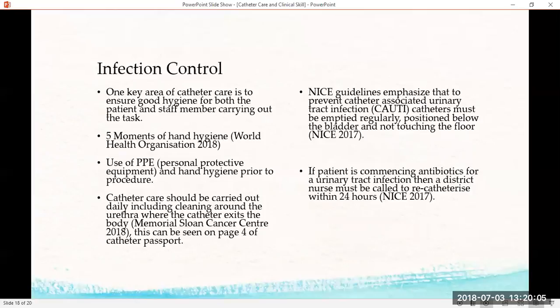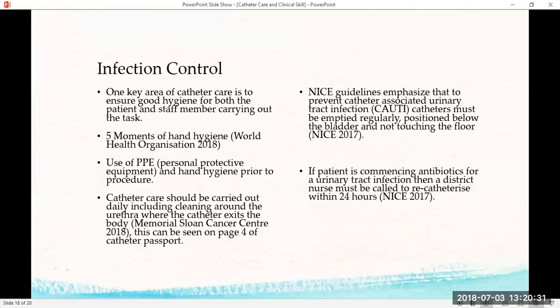So just alluding to the NICE guidelines, the National Institute for Clinical Excellence, they emphasise that to prevent catheter-associated urinary tract infections, the importance of regularly emptying that catheter, making sure it's positioned below the bladder so it's a nice downward flow of urine, and that it's not touching the floor, as bugs can crawl up the end of the leg bag tube, and that's definitely not what we want.